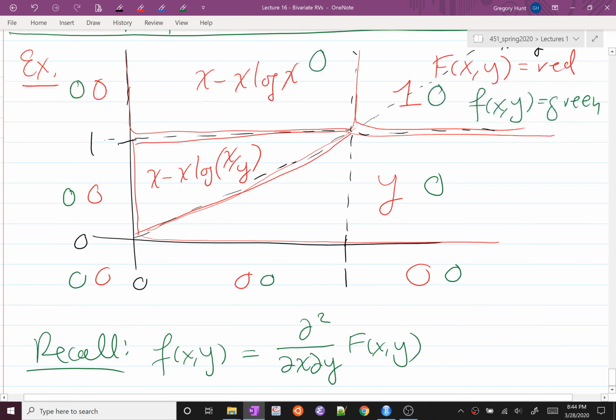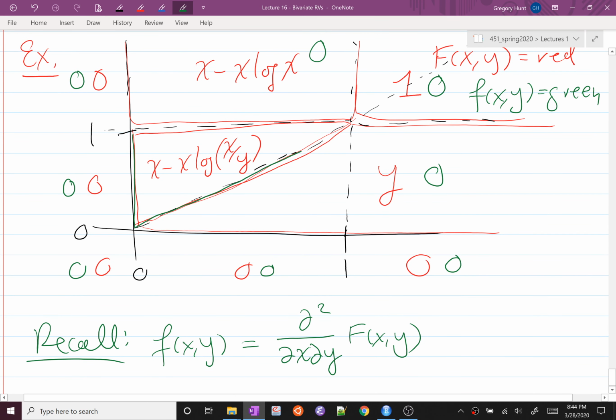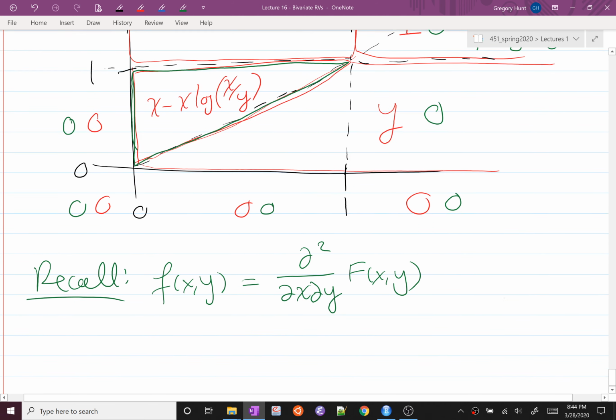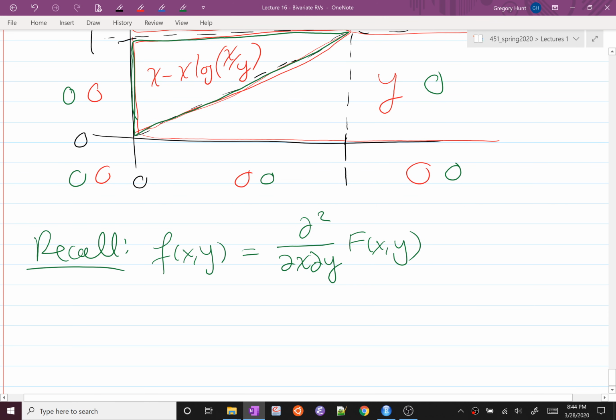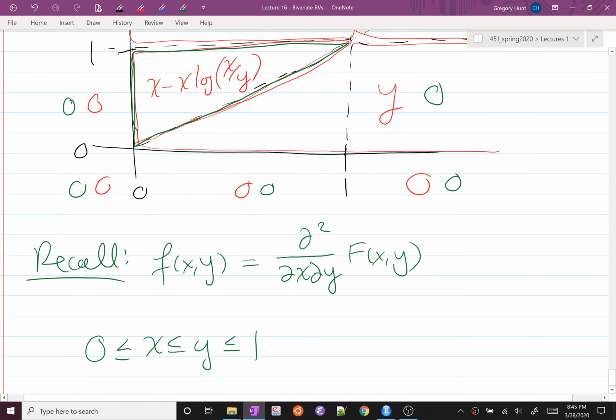The only interesting place where anything is going on is this middle region here. This middle region is the region where we can write 0 less than x less than y less than 1. So x and y are both between 0 and 1, and x is less than y.